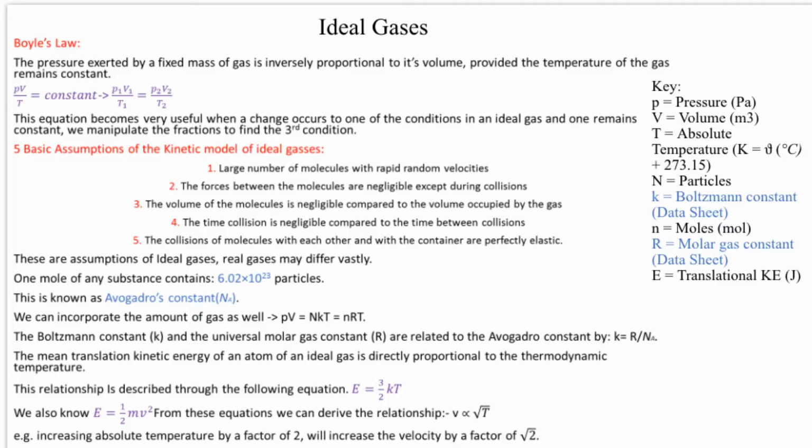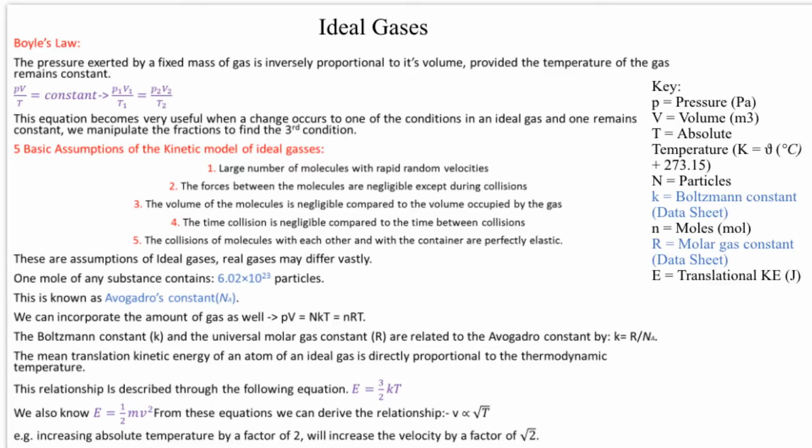There are 5 basic assumptions of the kinetic model of ideal gases. The first one, large number of molecules with rapid random velocities. The second one, the forces between the molecules are negligible except during collisions. The third one, the volumes of the molecules are negligible compared to the volume occupied by the gas. The fourth one, the time of collision is negligible compared to the time between collisions. The fifth one, the collisions of molecules with each other and with the container are perfectly elastic.